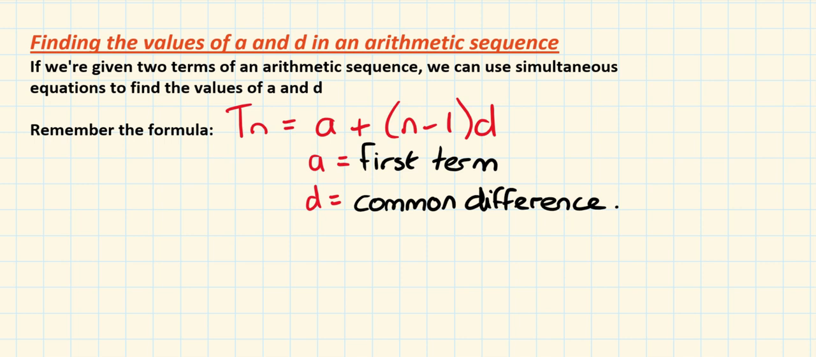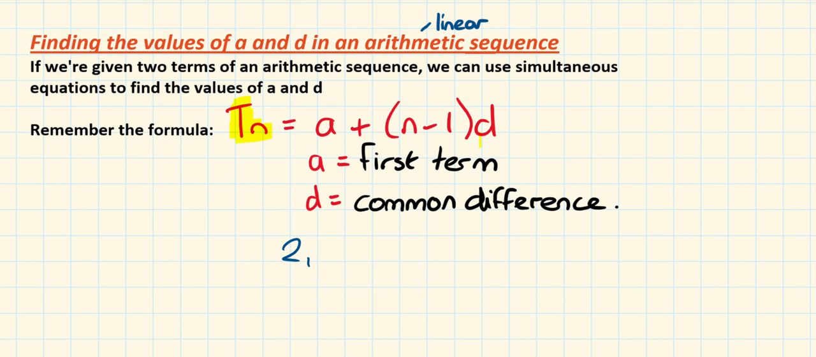Okay, so for this video, I want to go through how to find the values of A and D when you have an arithmetic sequence. So remember, an arithmetic sequence is also known as a linear sequence, and the formula that we used for that was Tn, so term number n, is A plus (n minus 1) multiplied by D, where A is the first term and D is the common difference.